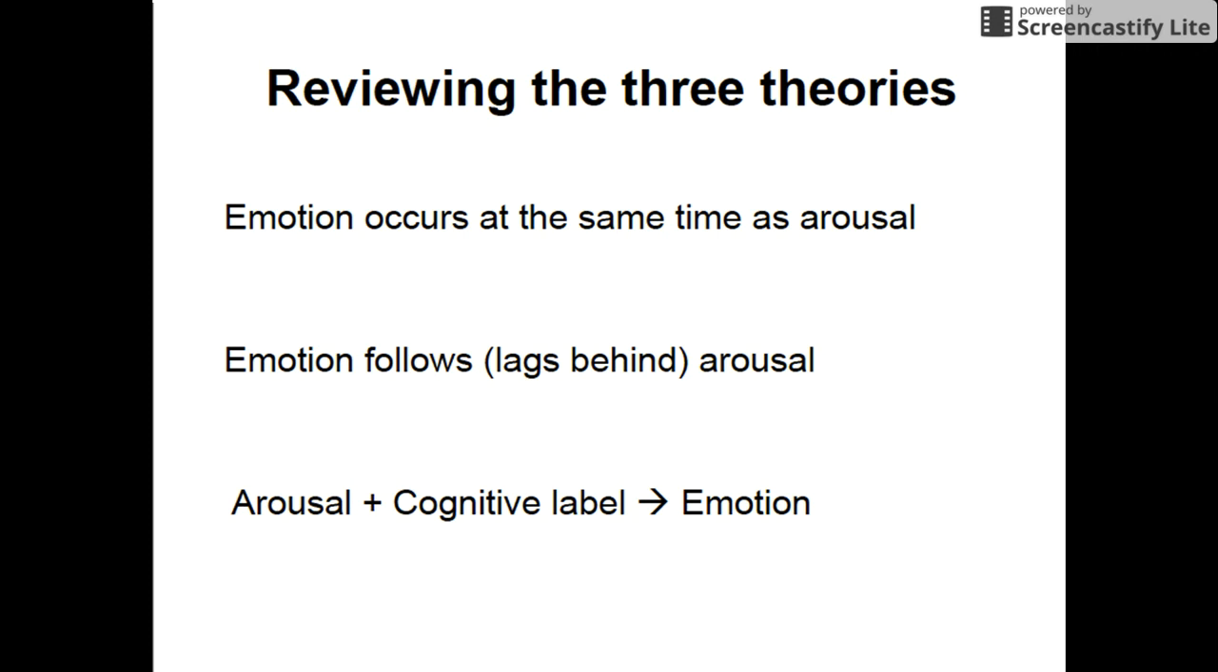So reviewing the theories really quickly, when you have an emotion that occurs at the same time as a physical response, you know that that's Cannon-Bard. Emotions following behind a physical response, that would be the first one we looked at, James-Lange. And if you're putting a cognitive label on this time, it's known as the Schachter-Singer or the two-factor theory.